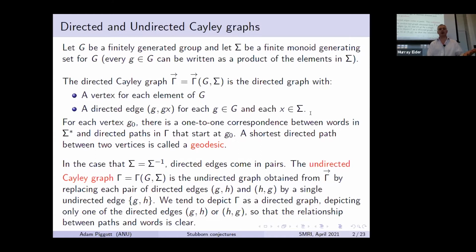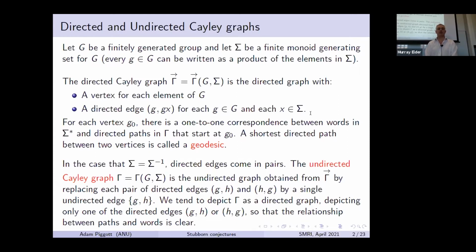So if we have a finitely generated group G, and sigma is a finite monoid generating set for G, what does that mean? It means every element of the group can be written as a product of elements in sigma. That's a little different from what we often say, that it can be written as a product of the elements in sigma or their inverses. Here we really don't want to include inverses if they're not in sigma.